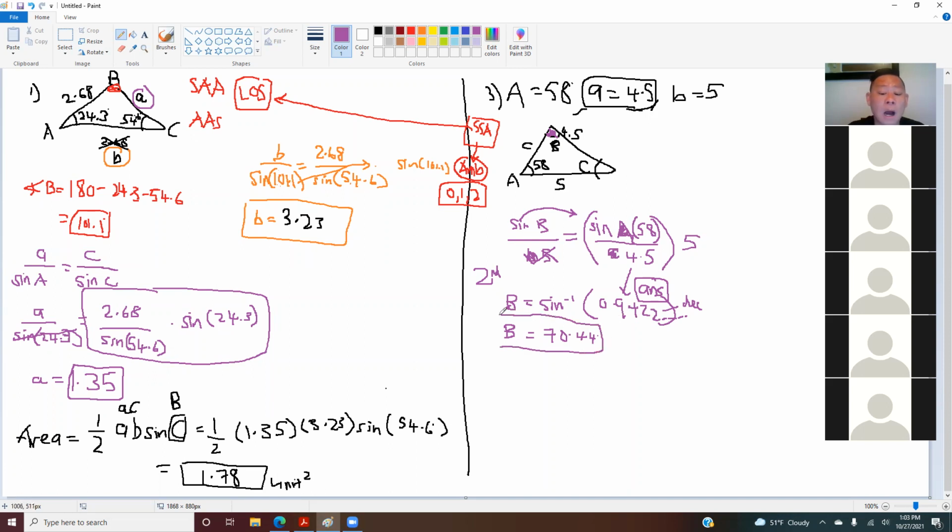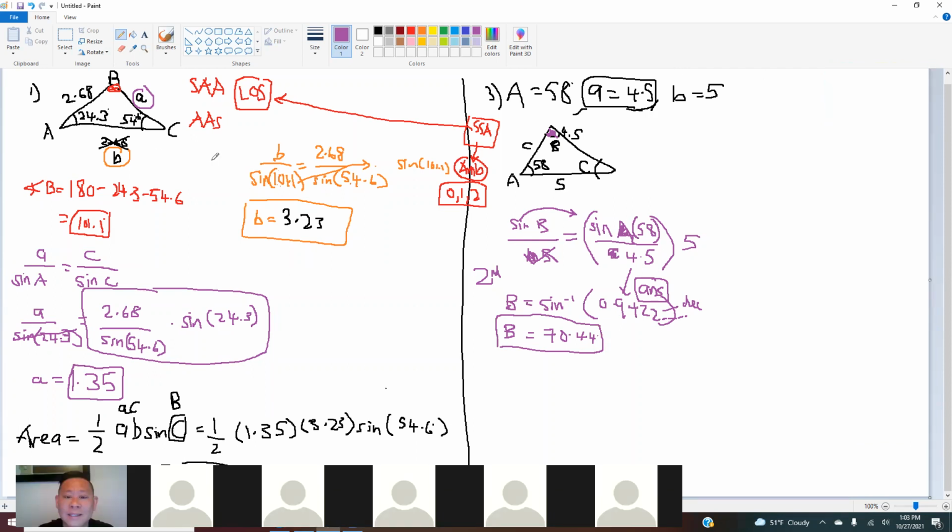Okay. Now, what I want to point out to you guys is not that, because it's very minor. What I want to point out here is this is an ambiguous case. So that means that you can have up to 0, 1, or 2 triangles. So that means this fellow can have a second triangle. This is the first triangle. So how do we know if we have a second triangle? You find the supplementary of this one.